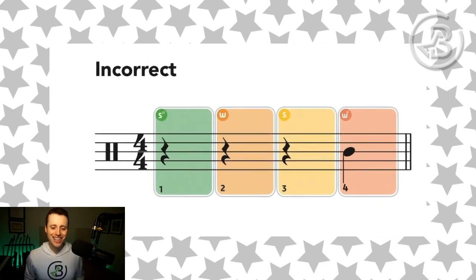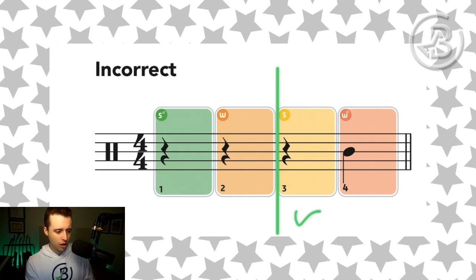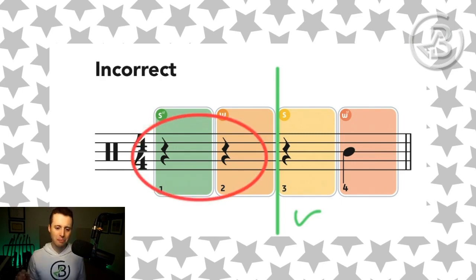Here is our next incorrect example. We have a quarter rest on beat 1, 2, and 3, on the strongest, weak, and strong beats. Okay, so this example is interesting. So we do have the divide between beats 2 and 3, so that's good. Now, the problem is, this is actually breaking rest rule number 3. And rest rule number 3 is that we need to combine any smaller rests into larger rests whenever possible.